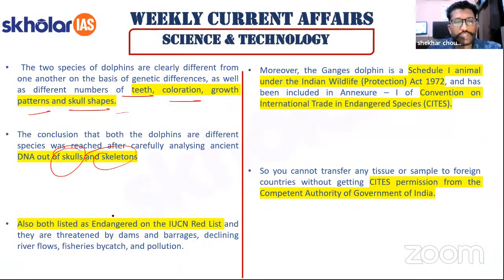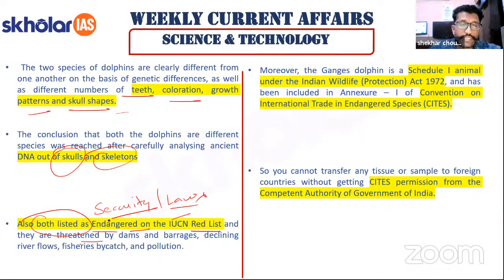So let's talk about the protection, or how the laws treat them. Both are listed as endangered species in the International Union for Conservation of Nature Red List, and they are threatened. So endangered is the status of both in IUCN. UPSC does ask these types of questions in the preliminary examination, so do pay attention to this. So they are both endangered.